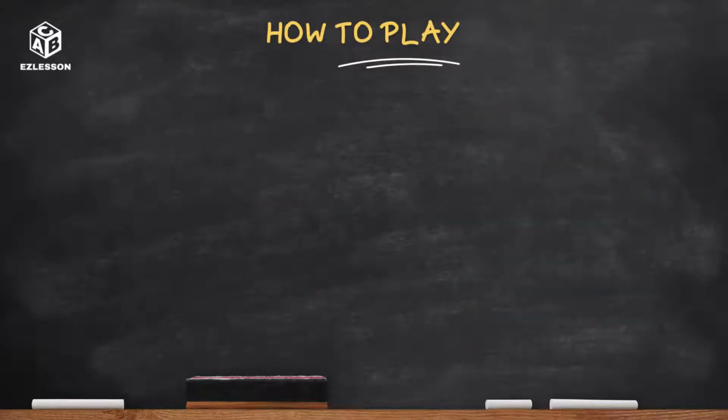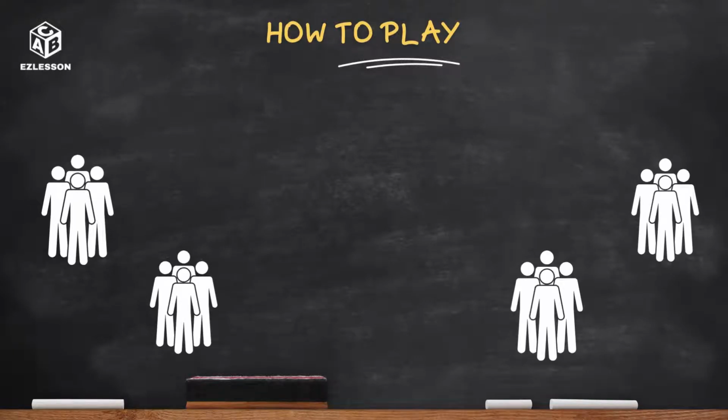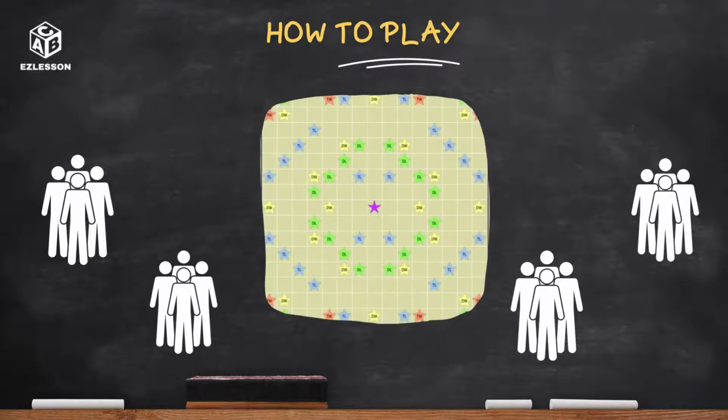Here is how you play Scrabble in your ESL classroom. Divide the class into 4 teams. Each team can have an equal number of students. Place the Scrabble board and tiles in the center of the classroom where everyone can easily access them. If you choose the digital version, show it on the screen and make sure everyone can see it clearly.